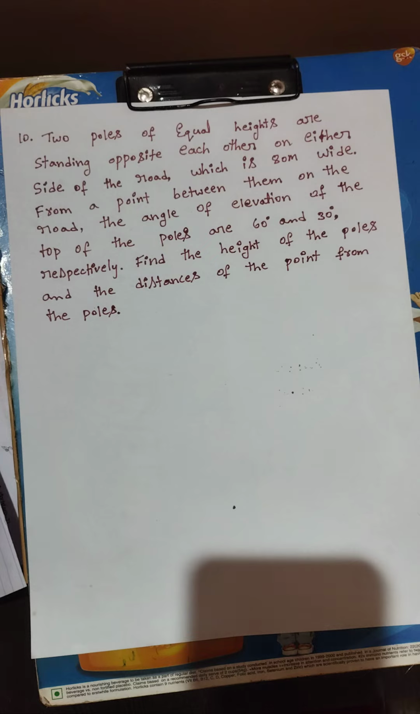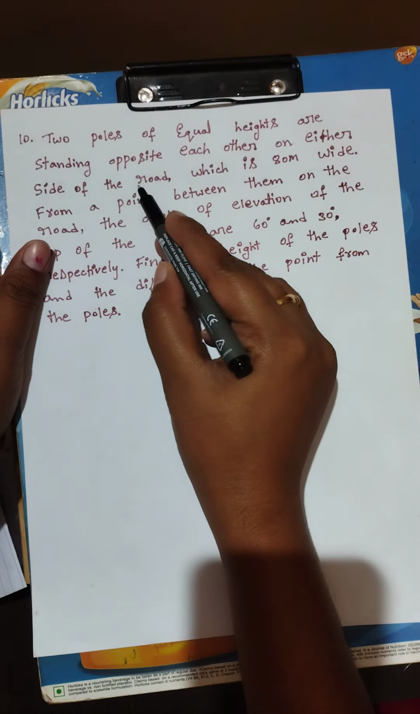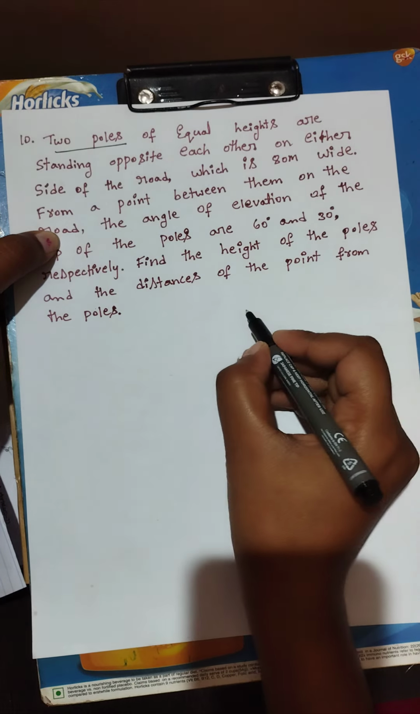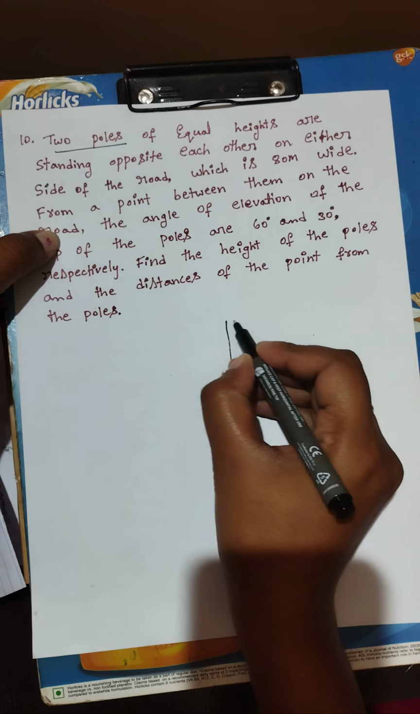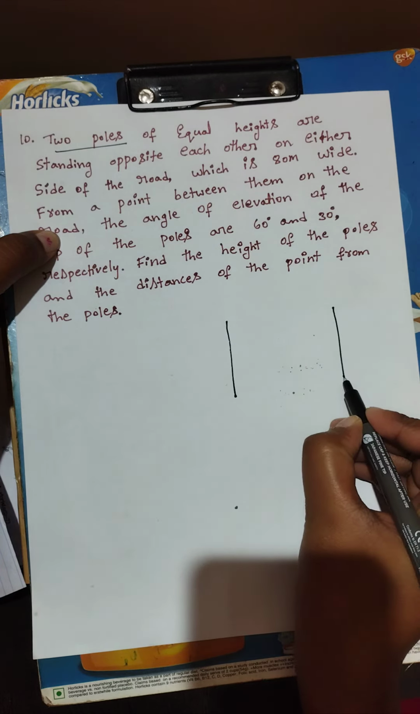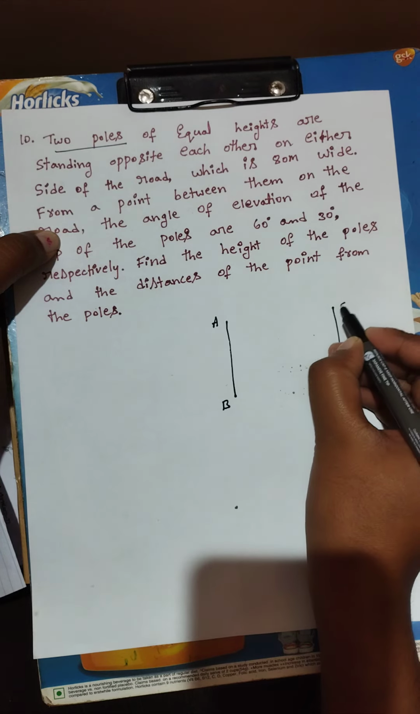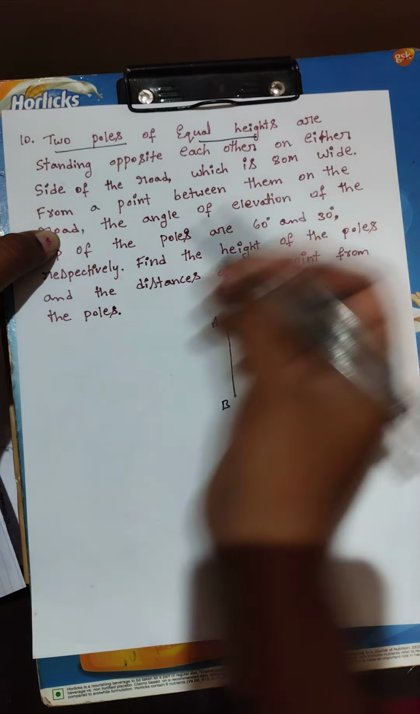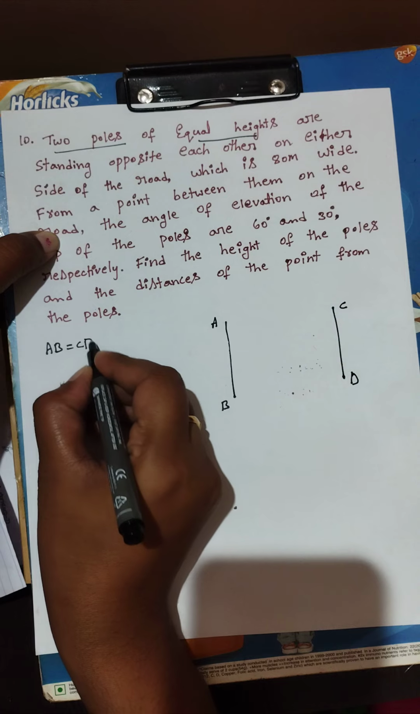Observe the problem given. Two poles of equal heights are standing opposite to each other. Let me write first two poles. They are having the same height. Let us write these as AB and CD. These are two poles of equal height. Equal height means AB is equal to CD.